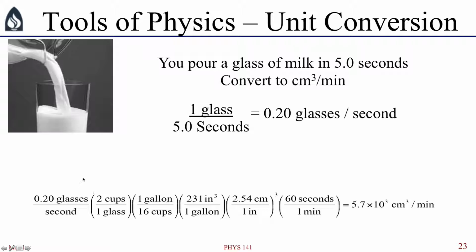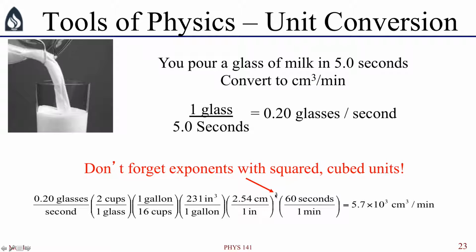So when I do this conversion, I'll take the 0.2, multiply it by 2, so 0.2 times 2 divided by 16 times 231 times 2.54 cubed. I have to be careful and remember that the cubed doesn't just cube the centimeters and the inches, but also cubes the numbers as well. 1 cubed is still 1, but I have to multiply by 2.54 cubed. Then I multiply by 60, and the final result is 5.7 times 10 to the third cubic centimeters per minute.